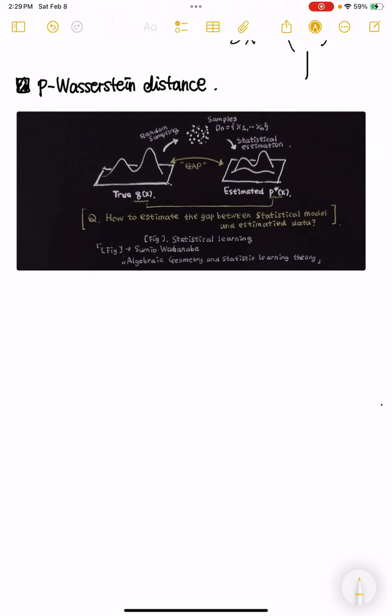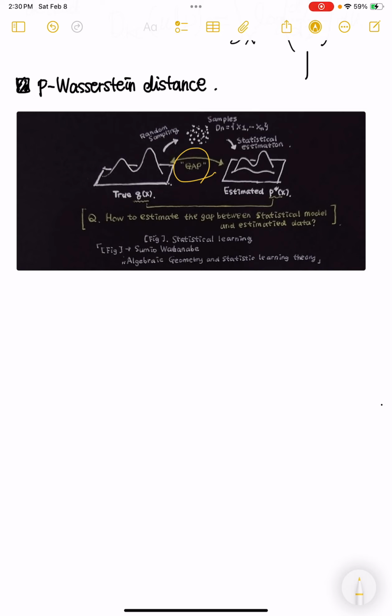Another method to estimate the gap between two probability density functions is the p-Wasserstein distance. Unlike the Kullback-Leibler divergence, it really satisfies the metric axioms, so it is a reasonable name to call it a distance. But the definition is so abstract to understand, so in this lecture, I will explain what the p-Wasserstein distance is.